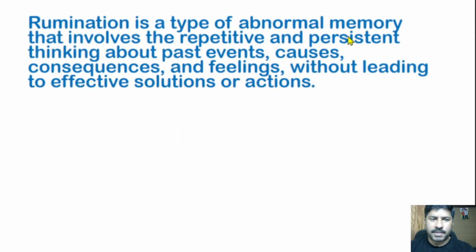It is a type of abnormal memory that involves repetitive and persistent thinking about past events. Some bad events may have occurred in his past, so he will always think about that memory, and it will not result in any solution making. That leads to other problems like excessive stress, and finally to depression. Rumination does not lead to effective solutions or actions. Simply, they think about their past events continuously, and they may be very sad about those events.